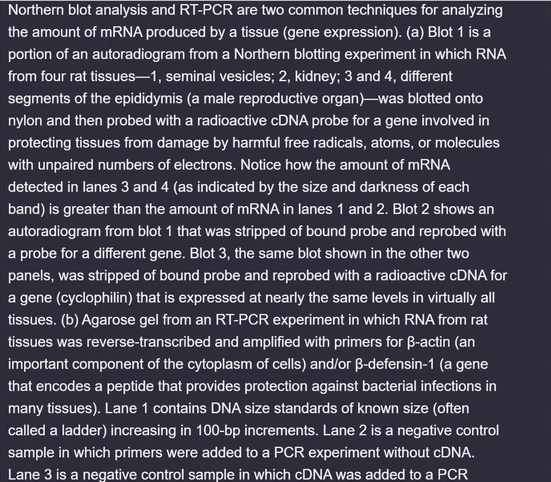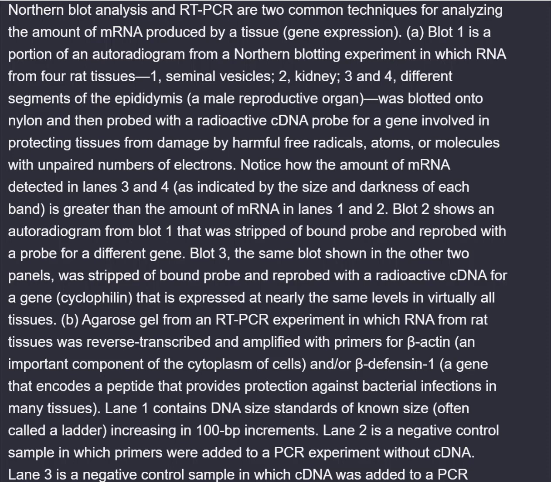Lane 2 is a negative control sample in which primers were added to a PCR experiment without cDNA. Lane 3 is a negative control sample in which cDNA was added to a PCR experiment without primers. Notice that lanes 2 and 3 do not show any amplified PCR product because amplification will not occur without cDNA as target DNA, lane 2, or without primers, lane 3. Lane 4 shows kidney cDNA amplified with actin primers. Lane 5 shows kidney cDNA amplified with defensin primers.